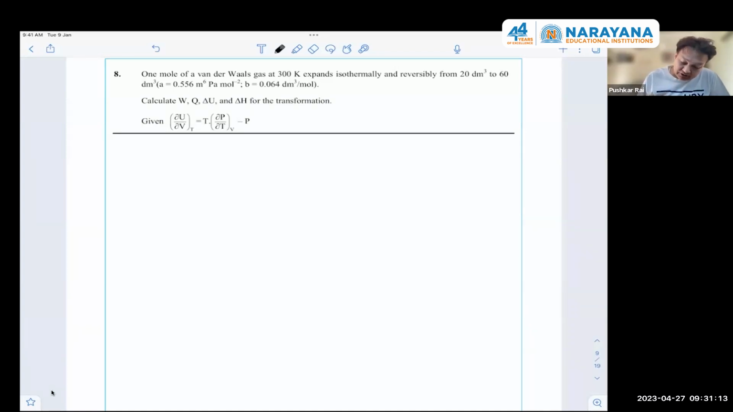Already told you, first you will calculate delta U, then you will calculate what? Delta U already known. You can also calculate W. And once you get W, you can also get delta H is equal to delta U plus P2 V2 minus P1 V1.